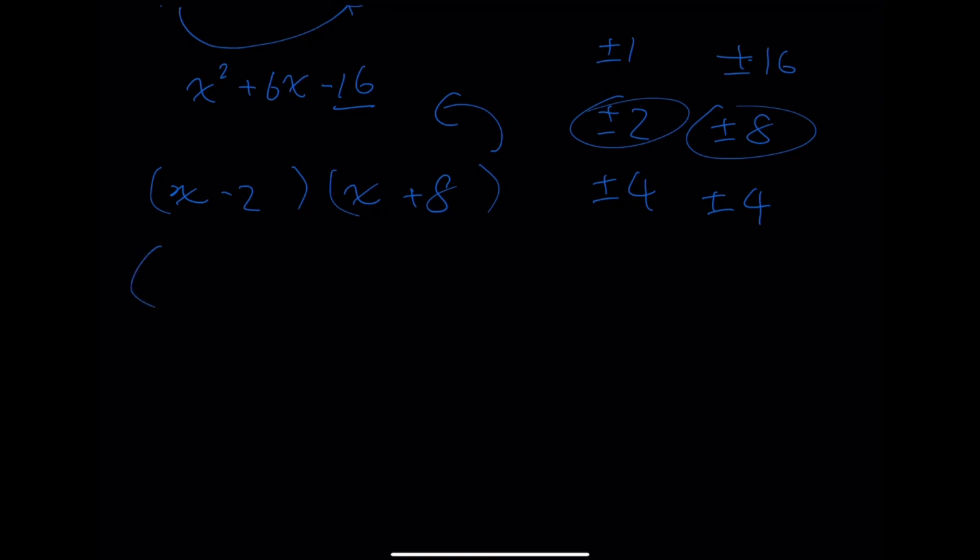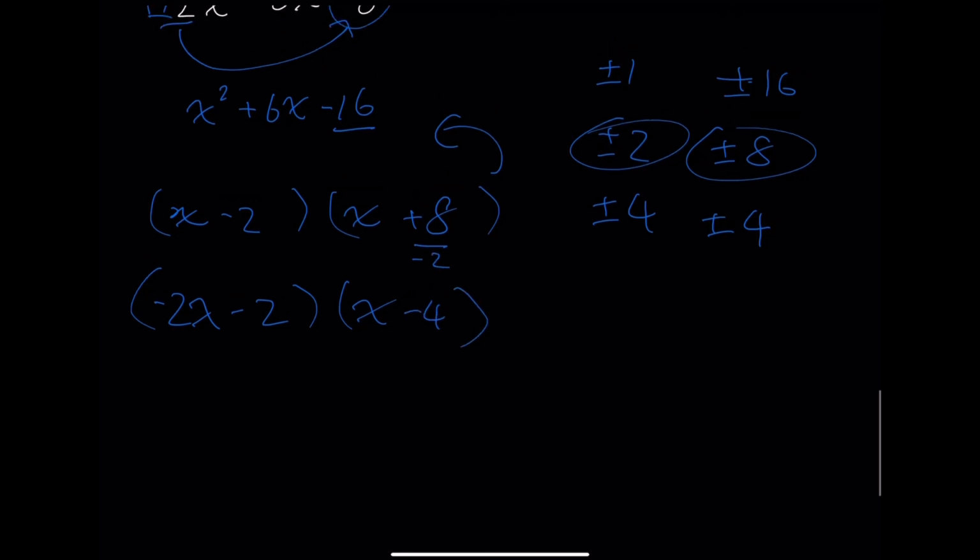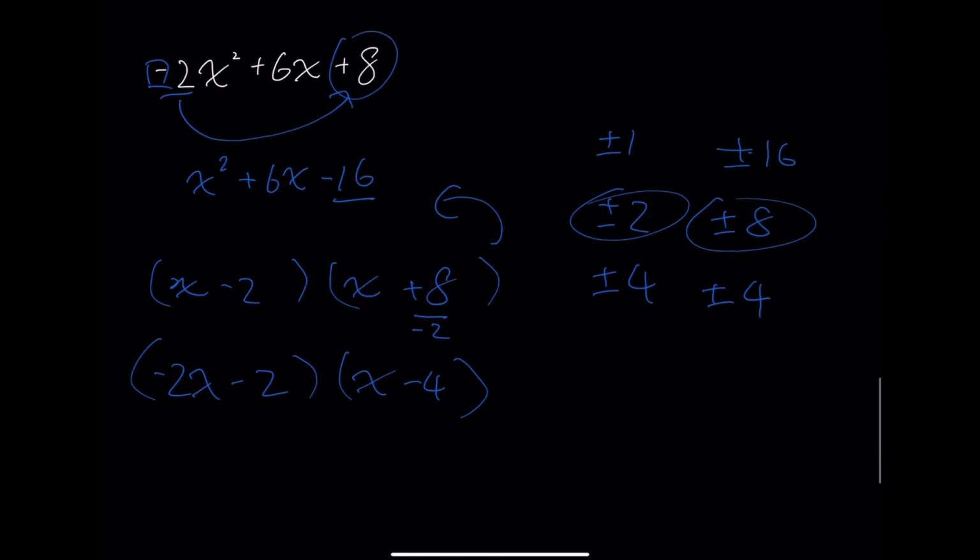We do the same as before. We insert negative 2 into the x, leave the remaining number, and for this one, positive 8 divided by negative 2, that's negative 4. If we multiply this out, we will have negative 2x squared plus 6x plus 8.